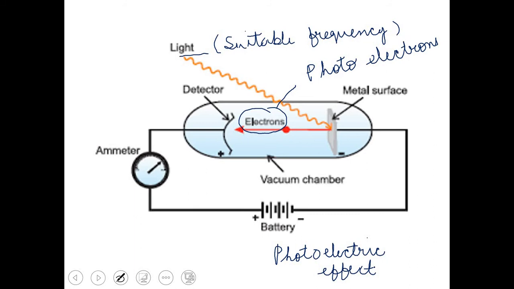So during his experiment, he found some very important observations. So these observations I'm going to write here one by one. First observation, what he found, that the electrons are ejected from the metal surface as soon as the beam of light strikes the surface of metal. That is, there is no time lag between the striking of the beam of light and ejection of electrons.